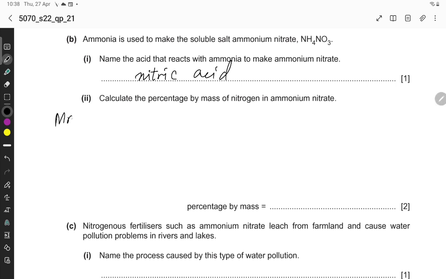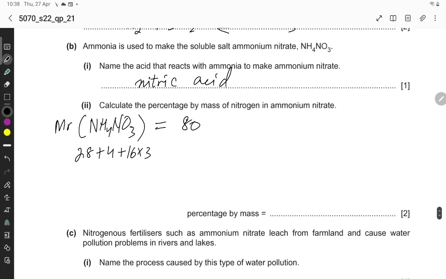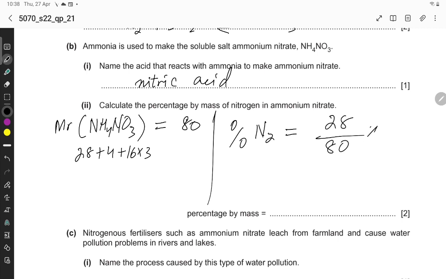Mr of ammonium nitrate NH4NO3 is equal to nitrogen 28 plus 4 plus 16 into 3, this is equal to 80, and percentage nitrogen is equal to 28 over 80 into 100. Answer is 35%.